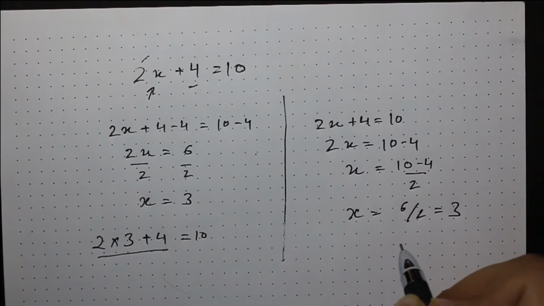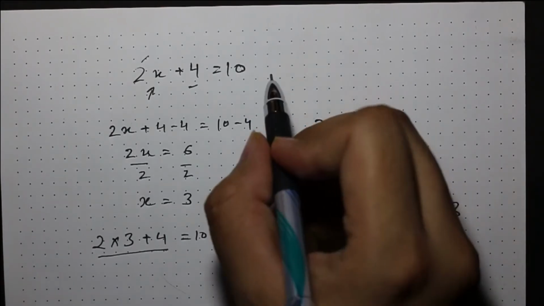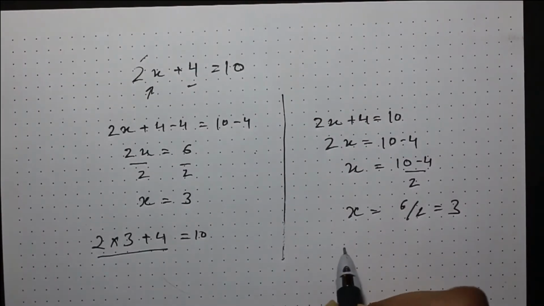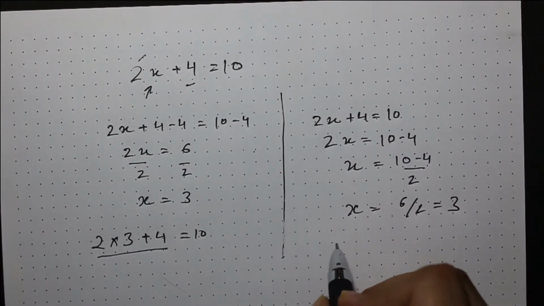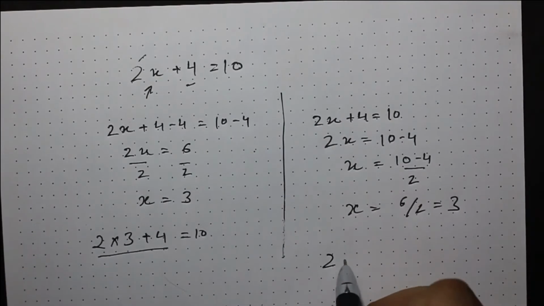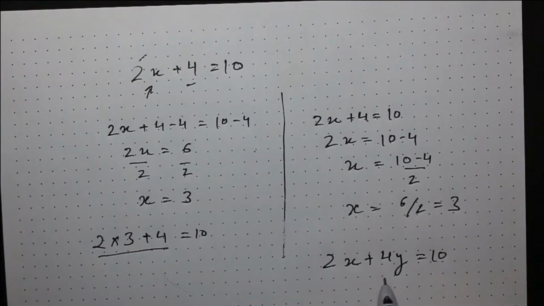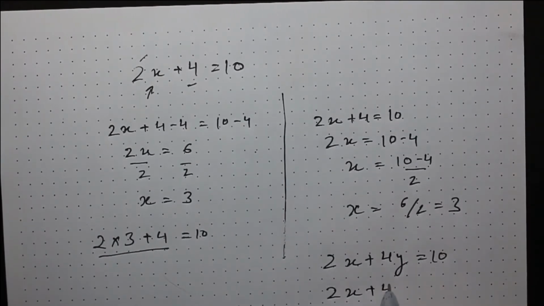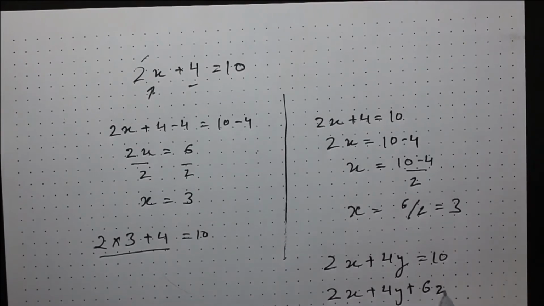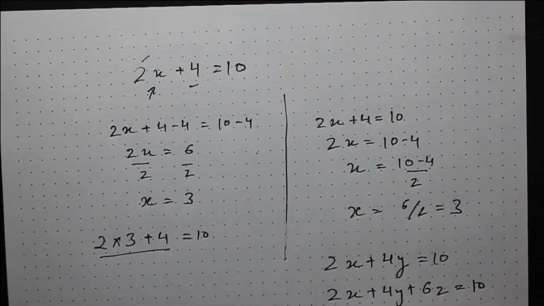Now there are different kinds of linear equations. This is a linear equation in one variable. We also have a linear equation in two variables. A linear equation in two variables we can write like this: 2x plus 4y equals 10. And if we say a linear equation in three variables, then it will become 2x plus 4y plus, let's say, 6z equals 10. So like this, we have a linear equation in three variables.